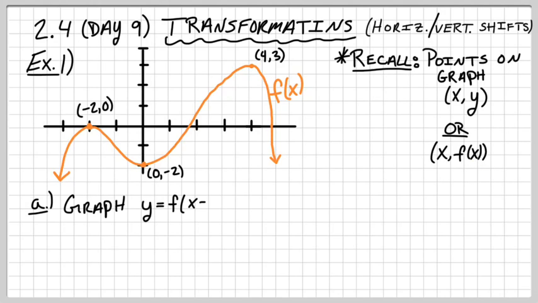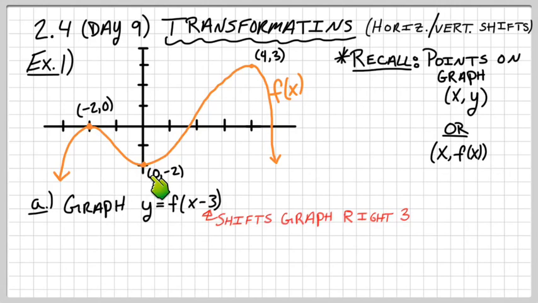So part A. If this is f of x, can you graph f of x minus 3? So the question is, instead of f of x, if you have a minus 3 in there with the x inside the function, what does that do to the graph? If you remember back from transformations, a minus 3 inside with the x shifts the graph right 3. So it moves everything to the right 3 units.